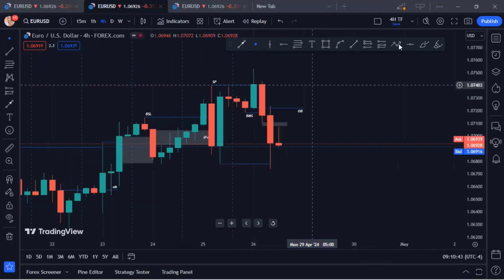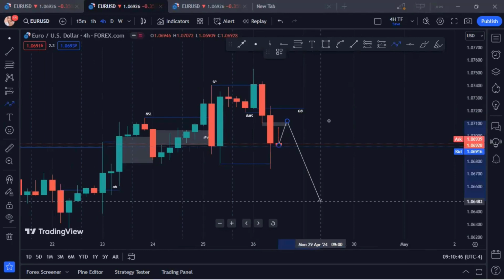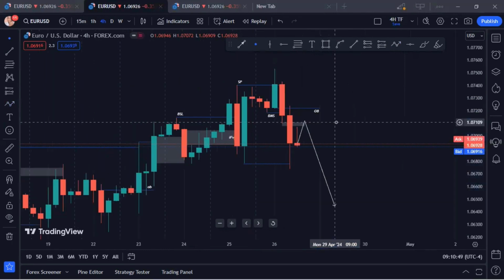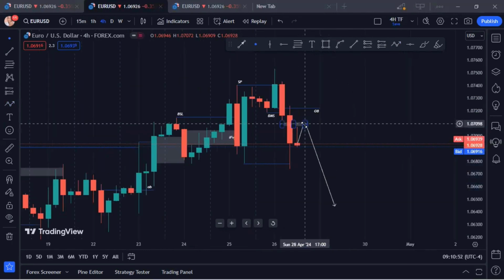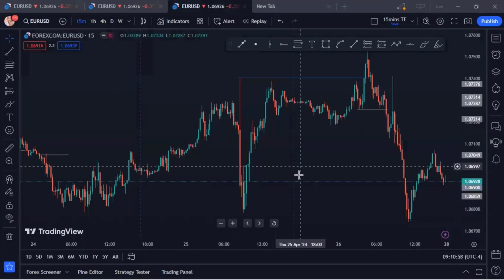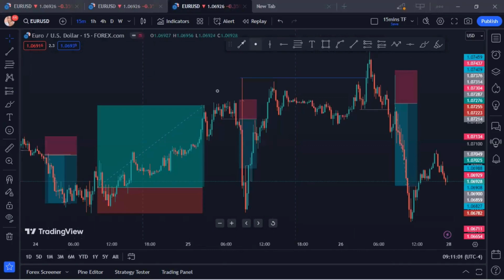So I'm expecting something like this, and a drop at the start. That's what I'm expecting next week. Once price actually goes to this point, then I'll be going to the lower time frame to engage. That is the 15 minutes.